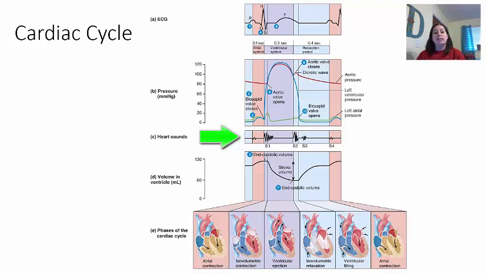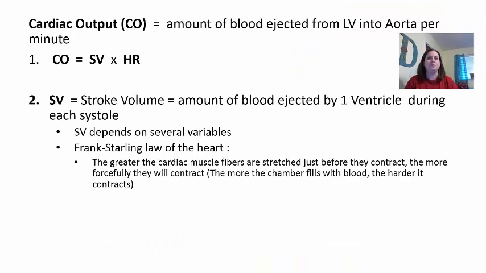You also can see in D what the volume of the blood in the ventricles is, when the volume is high versus when the volume is low. And then at the very bottom, it shows you the phase of the cardiac cycle, what's actually happening in the heart and where the blood is moving. So this takes everything we've talked about and puts it in one diagram, and it is found in your book on page 711.